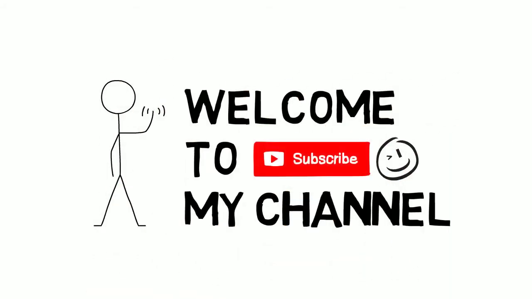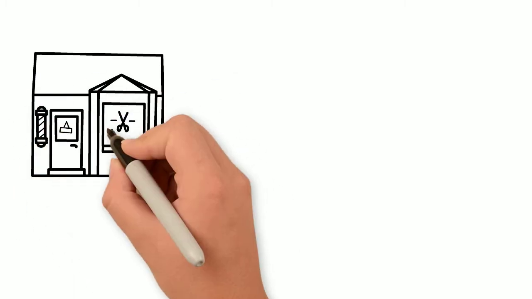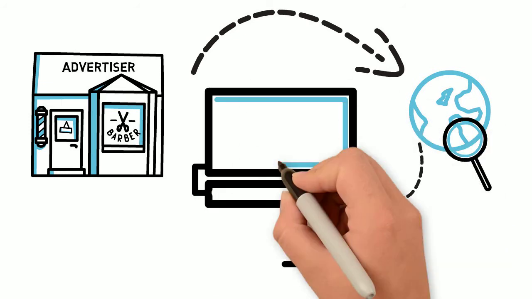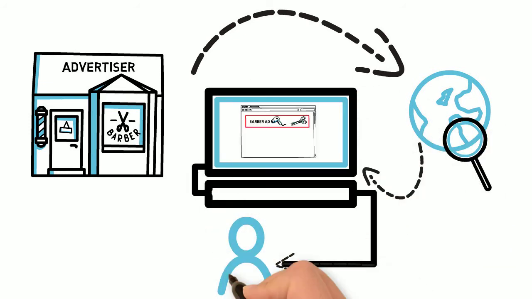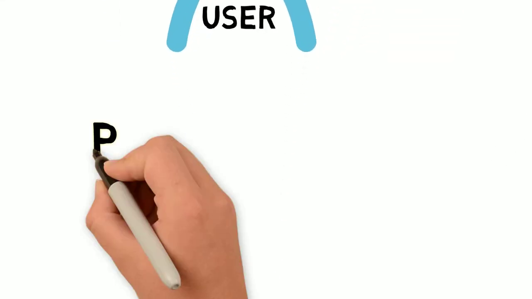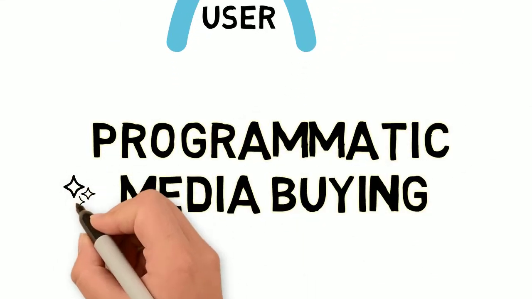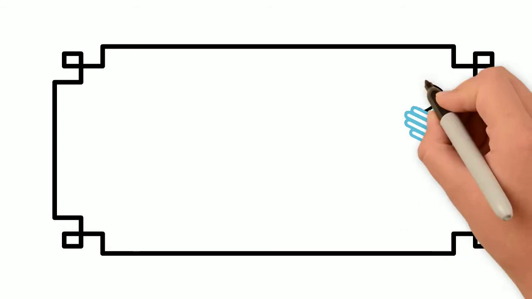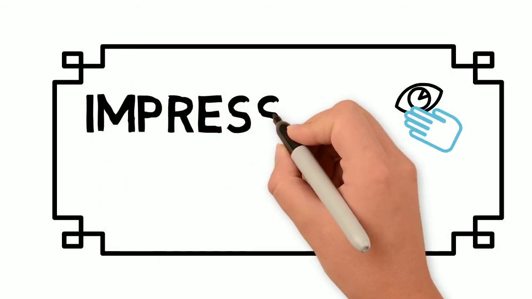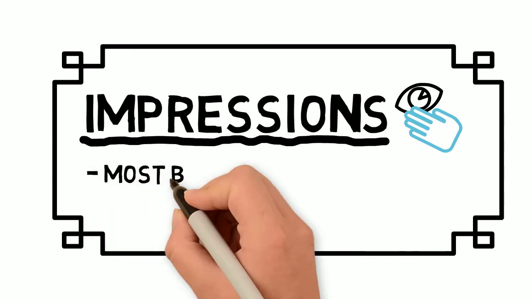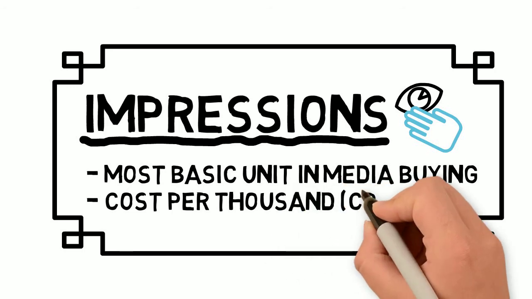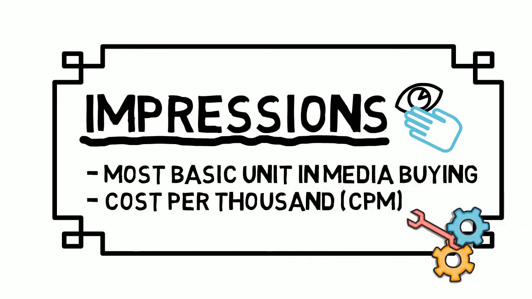It's Bailey here. In the last video, we mentioned that programmatic media buying allows advertisers to target desired audiences on an impression level across the entire internet. Before we dive into the glorifying and tempting concepts of programmatic, I think it is important to tackle the basics first. In this video, I want to talk about the most basic unit in media buying, which is impressions. The unit price is usually measured per thousand impressions, also called CPM.